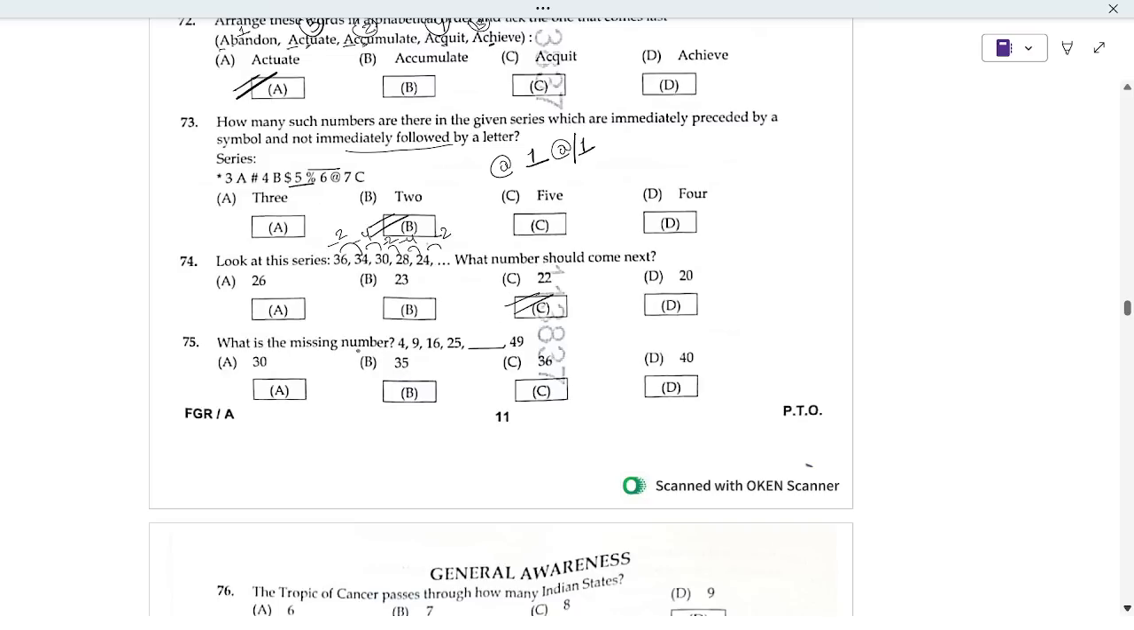What is the missing number? 4, 9, 16, 25. Just by seeing it, these are 2 square, 3 square, 4 square, 5 square. Then this becomes 6 square. Because 5 square is 25, 4 square is 16, and 6 square is 36. So 36 is the answer.